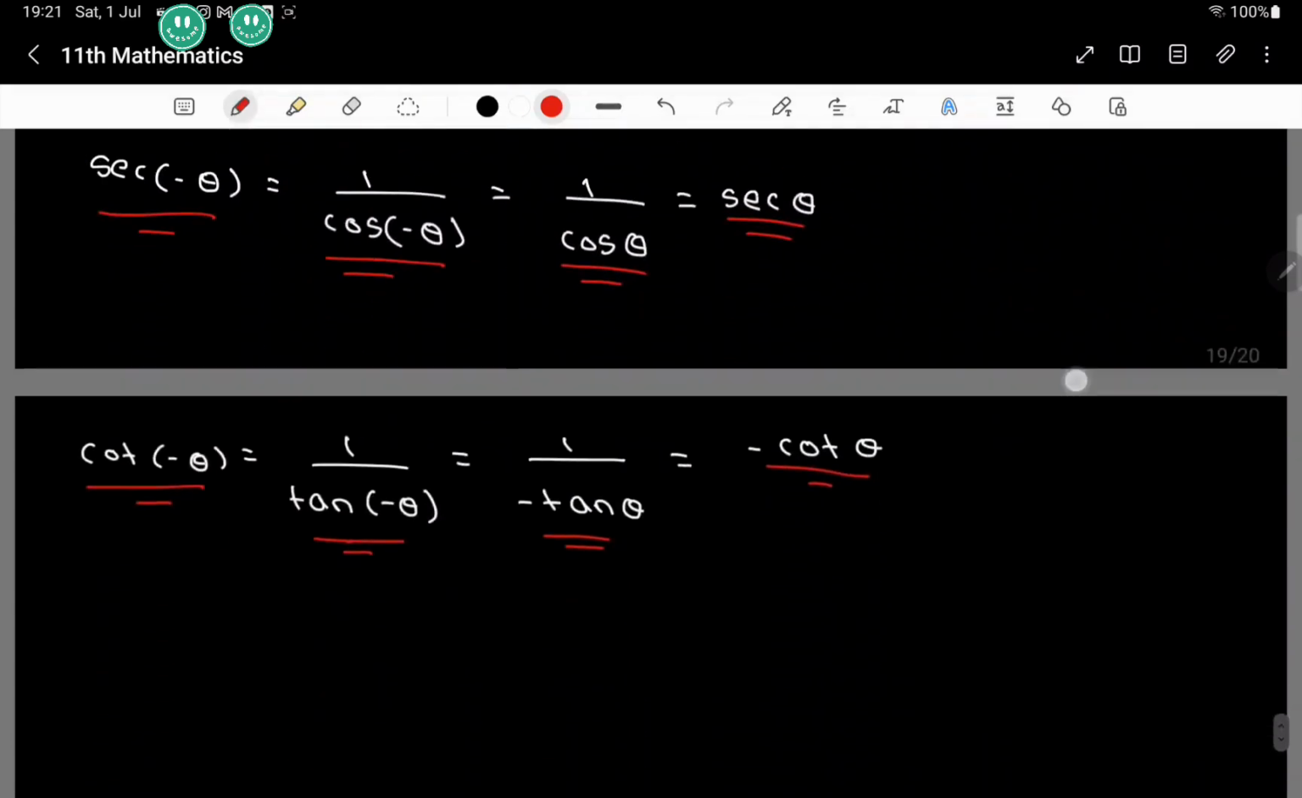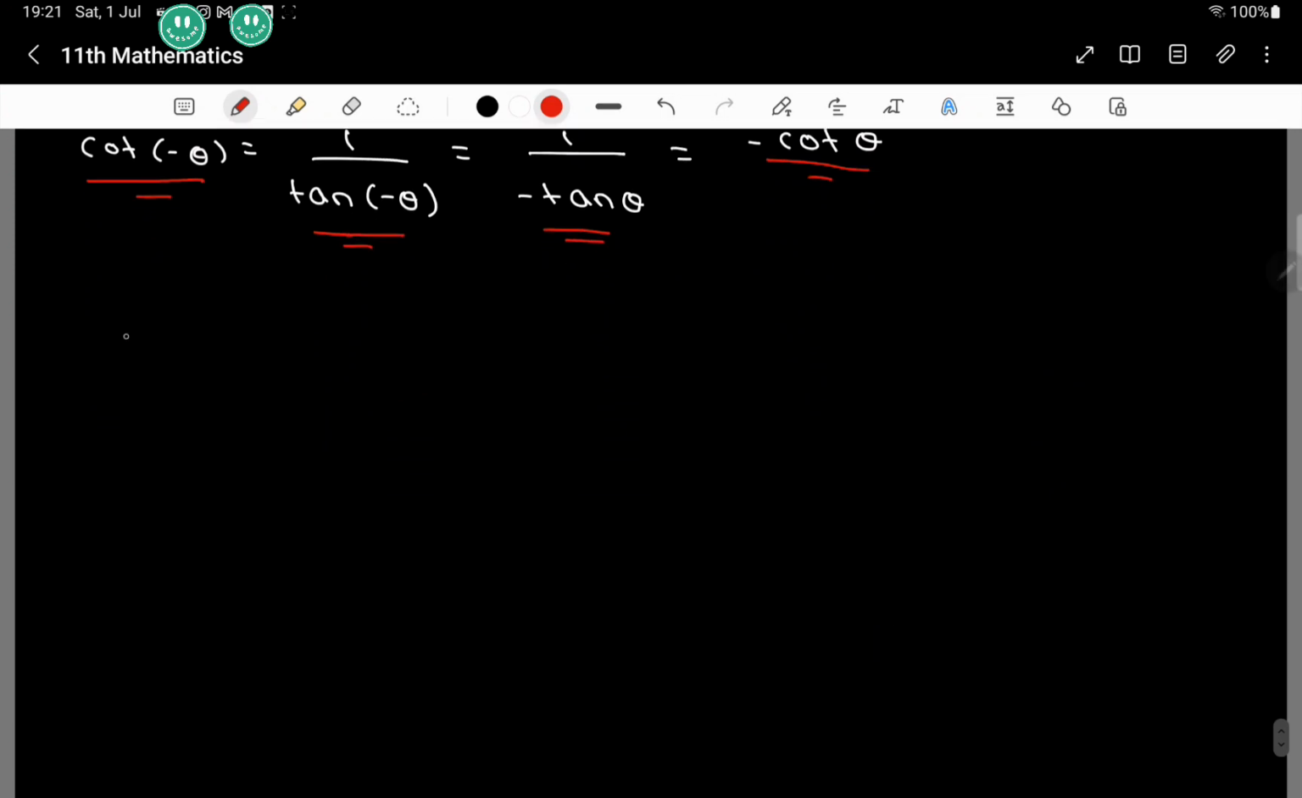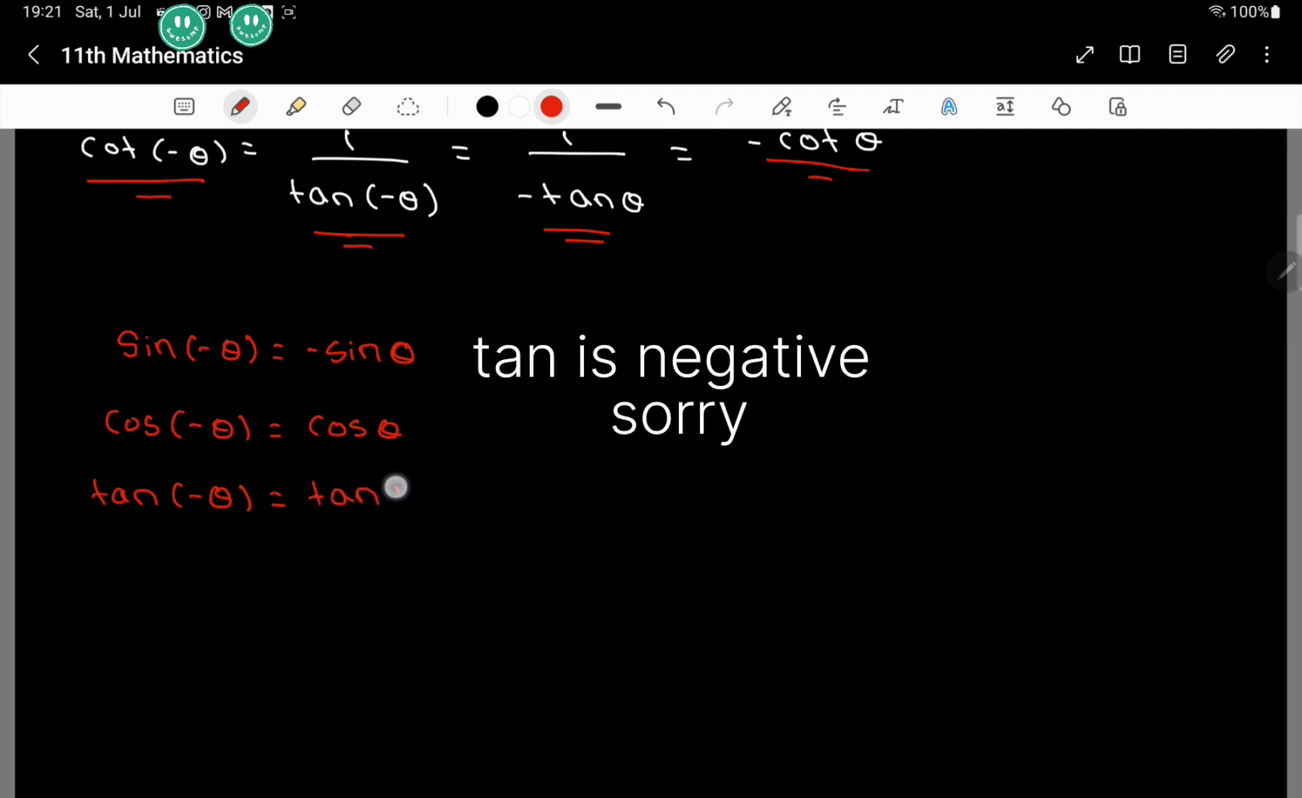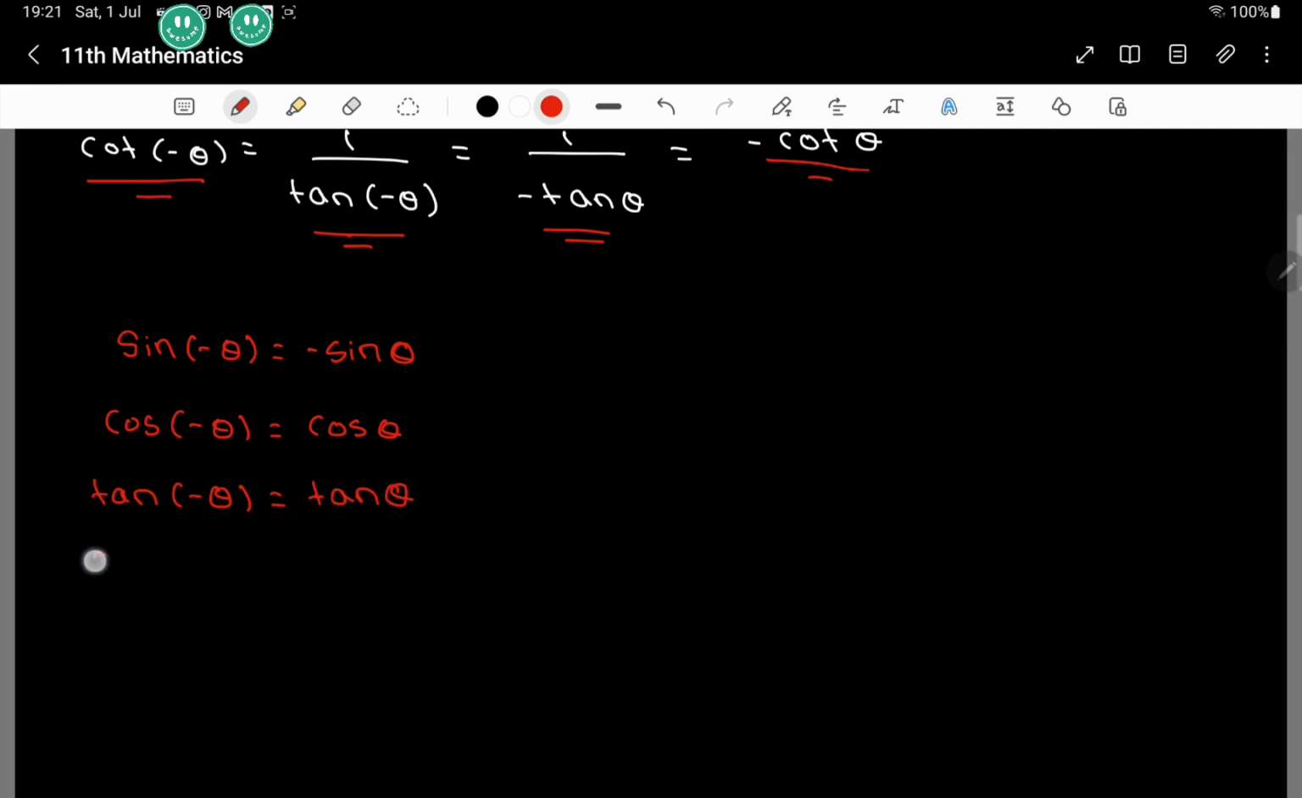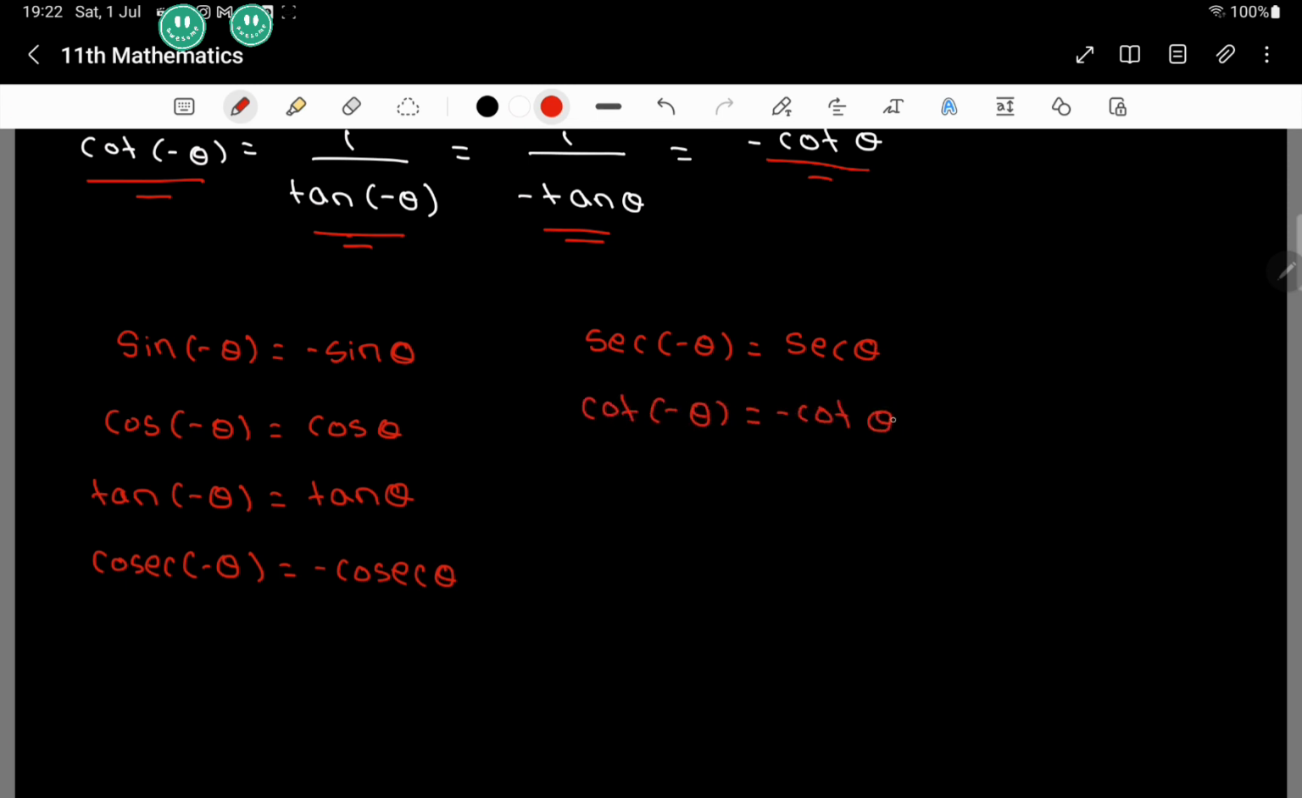Okay, fine. So let's revise a little bit what we have seen in the last topic. Sine of minus theta is nothing but minus sine theta. This is what we have got for sine when the angle becomes negative. Cos of minus theta is cos theta. Tan of minus theta is minus tan theta. Then we have cosec of minus theta is minus cosec theta. Sec of minus theta is sec theta, and cot of minus theta is minus cot theta.